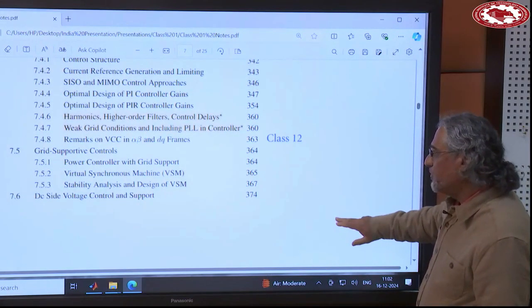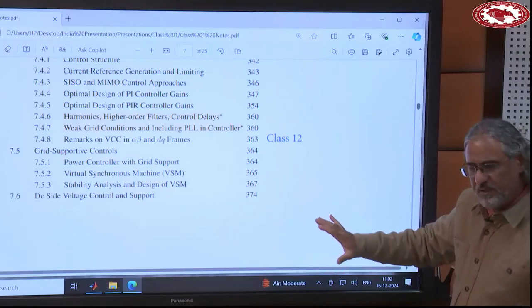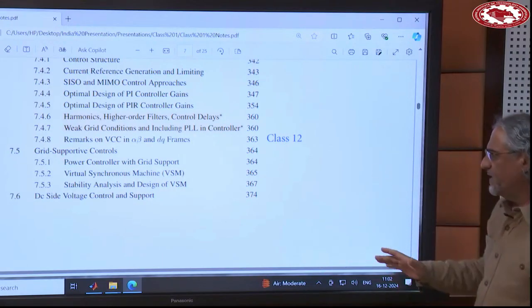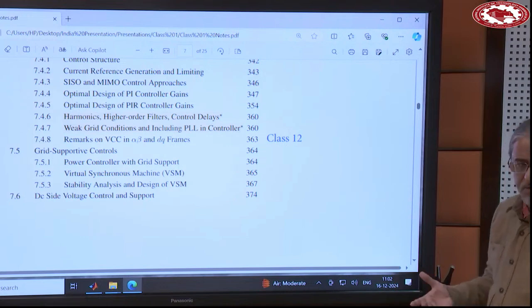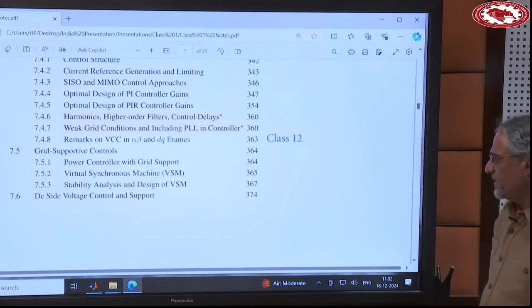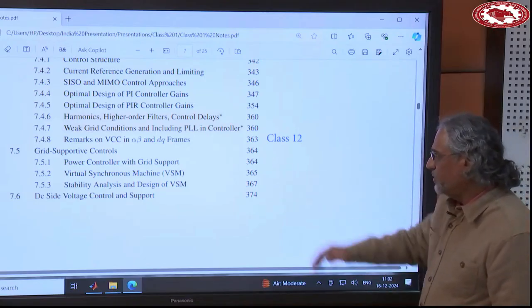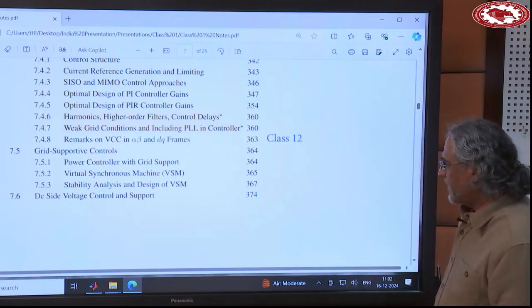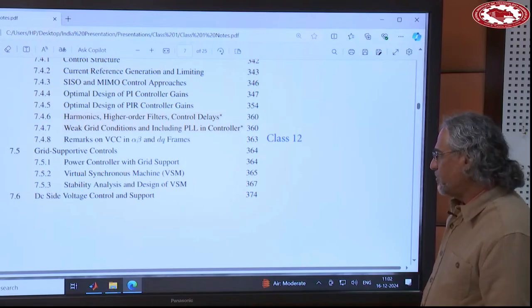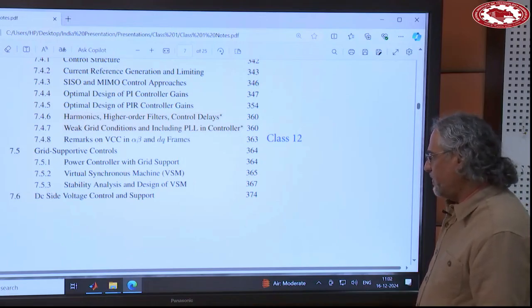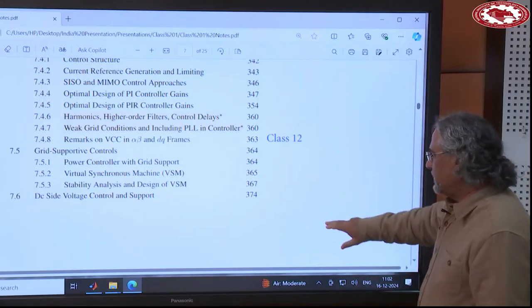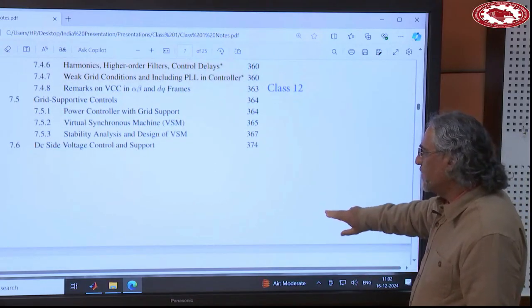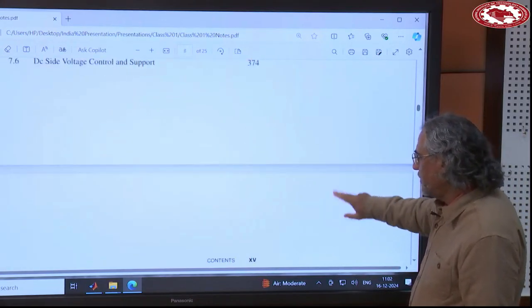Now, grid supportive controls for three-phase. Basically, once you learn the single phase, it will not be very difficult to understand three-phase. Three-phase even sometimes tends to be easier to understand or to operate than single phase. So we go into analyzing those aspects of grid support control, especially again virtual synchronous machine for three-phase. And then we go to DC side voltage control and support here.